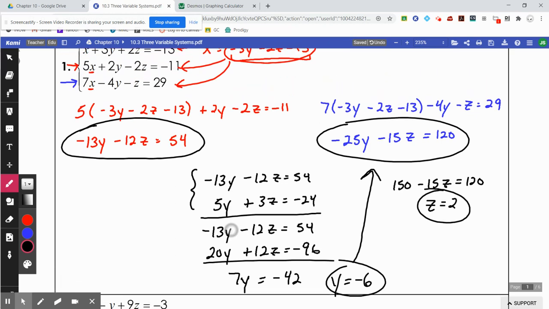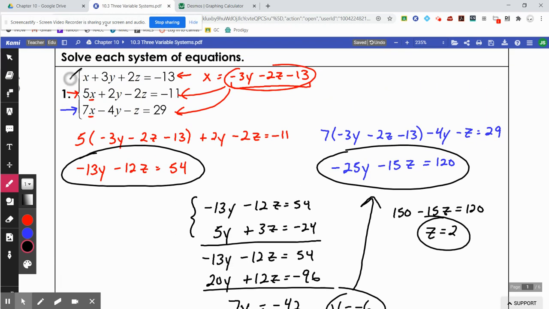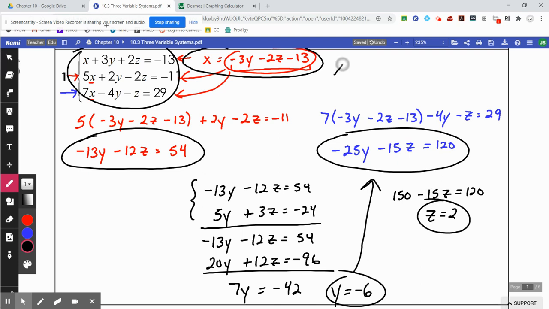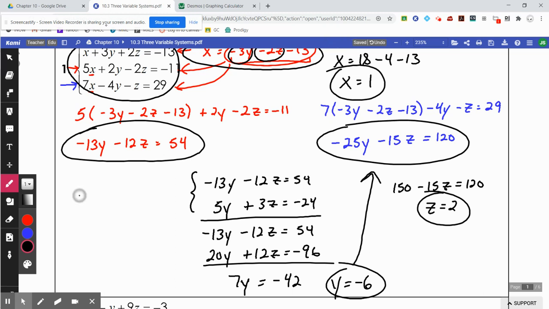So how do you find your x's? Now go back to the original. And you can use any of these, or this is going to be our easiest spot. Since we know y is negative 6 and z is 2, let's plug that in. We now have x equals negative 3 times negative 6, which is 18, negative 2 times 2, which is a negative 4, minus 13. So therefore, x has to equal 1. So therefore, my solution, my ordered triple, we write it as an x, a y, and a z. So therefore, 1, negative 6, 2 is our answer.